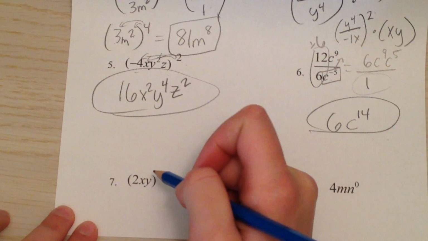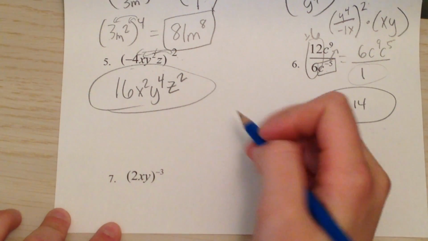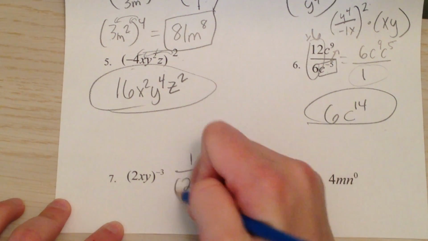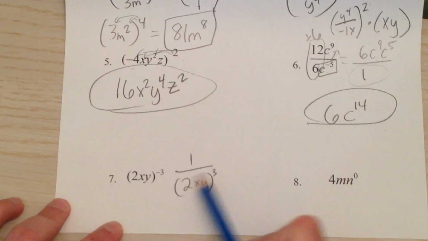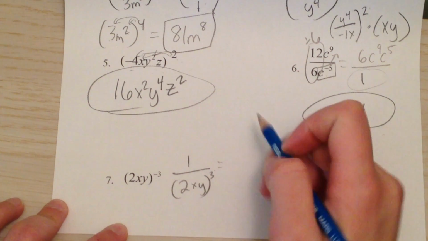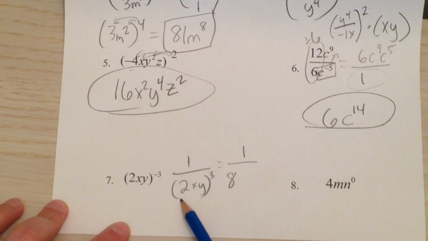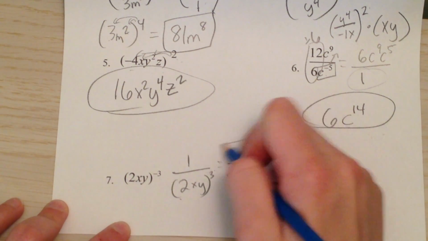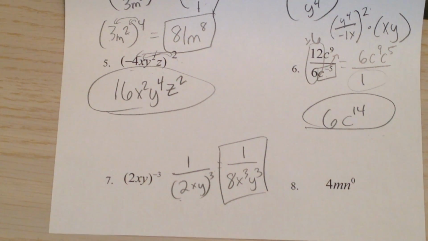We've got a negative exponent right here. So I'm going to have to flip the whole thing. So this is going to become 1 over 2xy all to the positive 3rd now. Now that that's a positive exponent, I can give that to everything inside. So my 2 cubed is going to become 8. So that's 2 times 2 times 2. And then I get my x cubed and my y cubed. So that's 1 over 8x cubed y cubed.